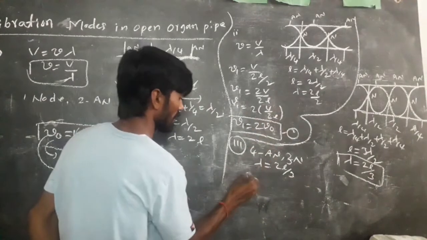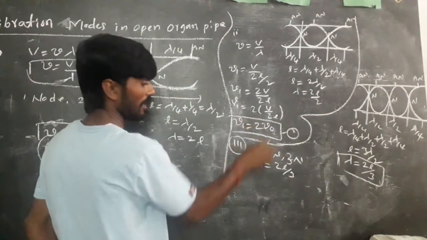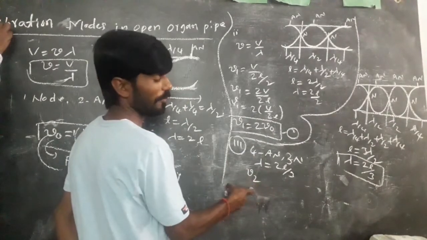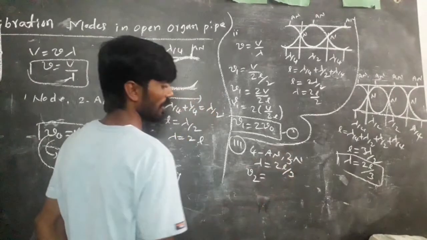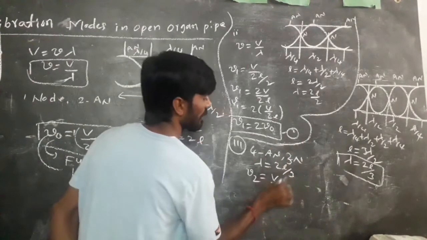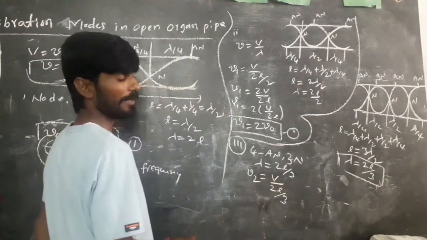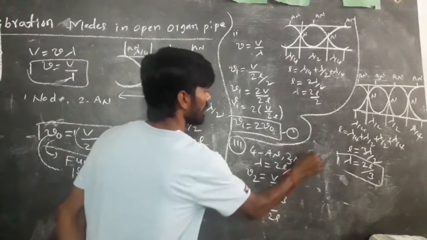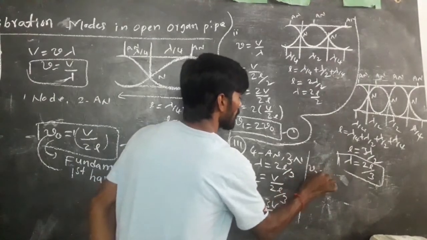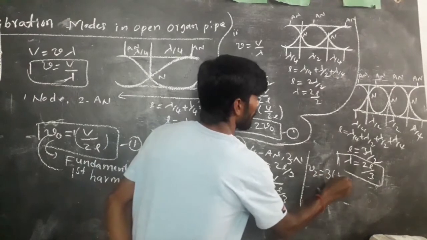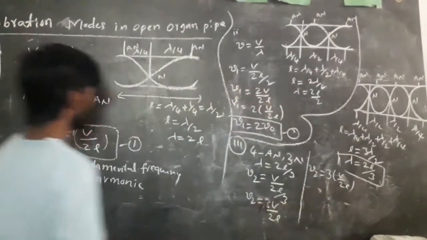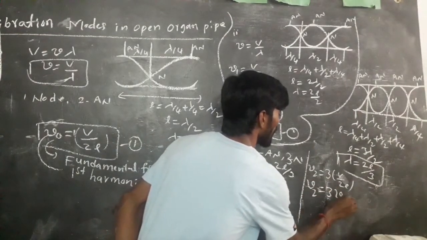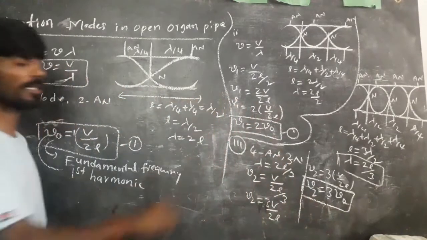Then for the frequency in this one, I already took mu1. Now I am taking mu2 because this is the second overtone. Mu2 is equal to V by lambda, with lambda equal to 2L by 3. Then mu2 is equal to 3V by 2L. Then finally, mu2 is equal to 3 times V by 2L. So what is V by 2L equal to? The fundamental frequency. Now I am writing it: mu2 is equal to 3 mu naught.